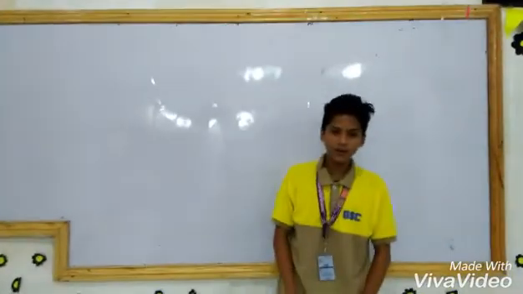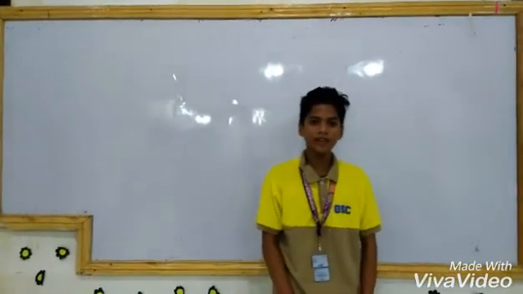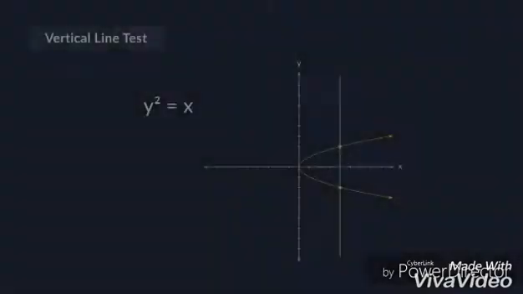I'm here to explain how to use the vertical line test in finding whether a graph is a function or a mere relation. There is a popular graphical test that can be done to check if a graph is a function or not, and it is called the vertical line test.